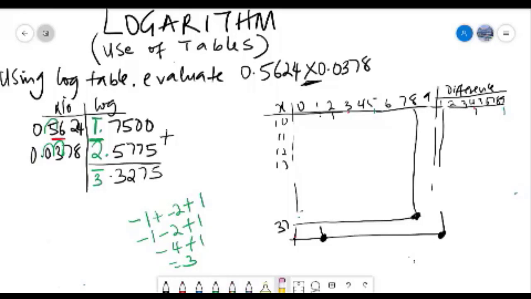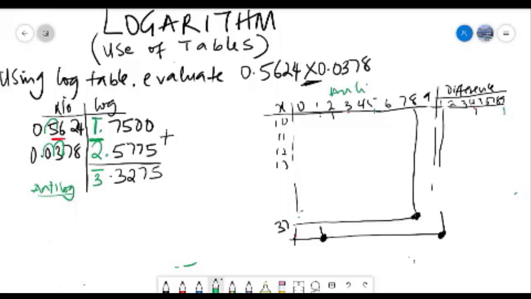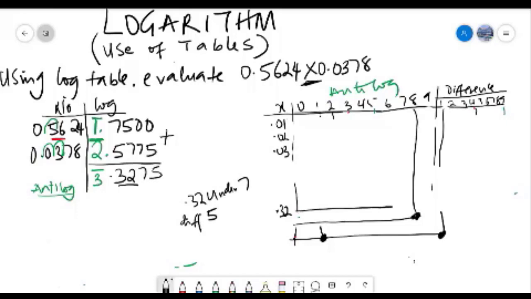you're going to do the antilog. So I find my antilog. How do I find the antilog? The same way we've always been finding our antilog. All right. There will just be a slight difference. Now, picking up your antilog table, remember that for the antilog, we no longer have 10. We have it starting from 0.01, 0.02, 0.03, and then down to, we're looking for 0.32. Let's assume 0.32 is here. We're going to find 0.32 under 7 difference 5. So 0.32 under 7 is somewhere around here.